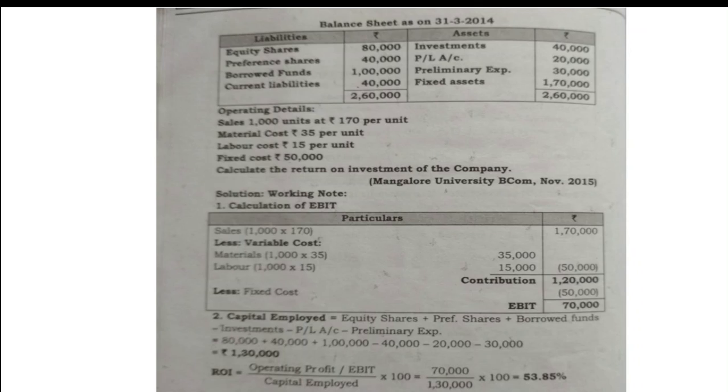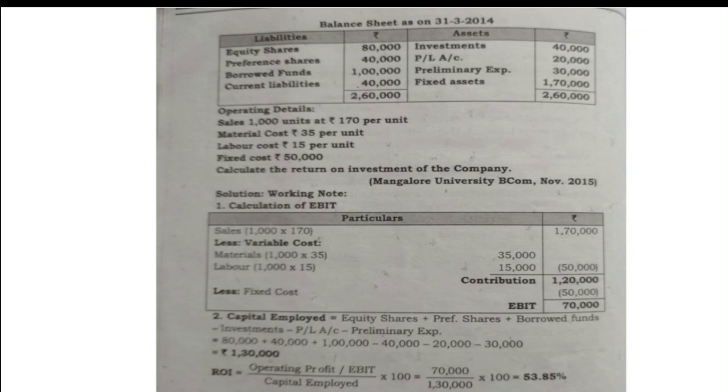In this 1,20,000, next we have to deduct the fixed cost, which is given in the question: fixed cost of rupees 50,000. So directly we deduct it from this contribution. 1,20,000 minus 50,000, we get earnings before interest and tax of 70,000. So EBIT or operating profit we have calculated, that is 70,000. So the numerator side of the formula, EBIT, is clear.